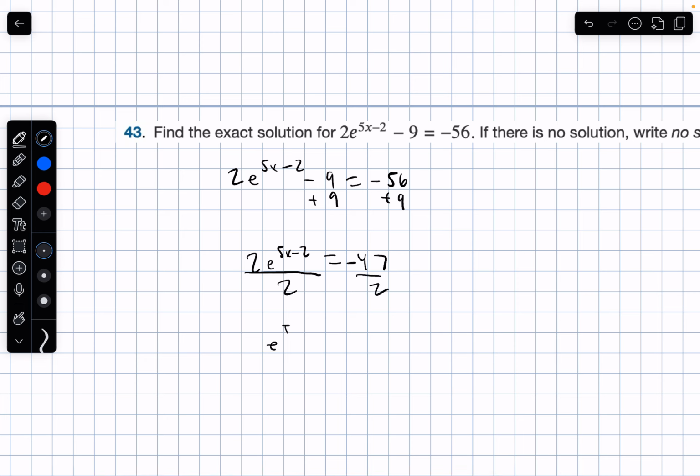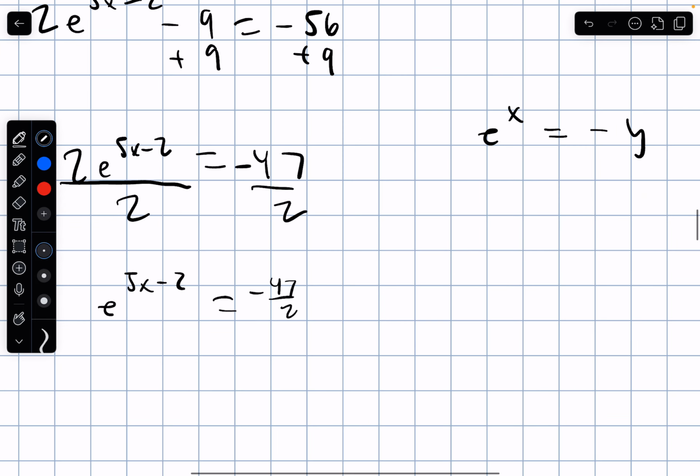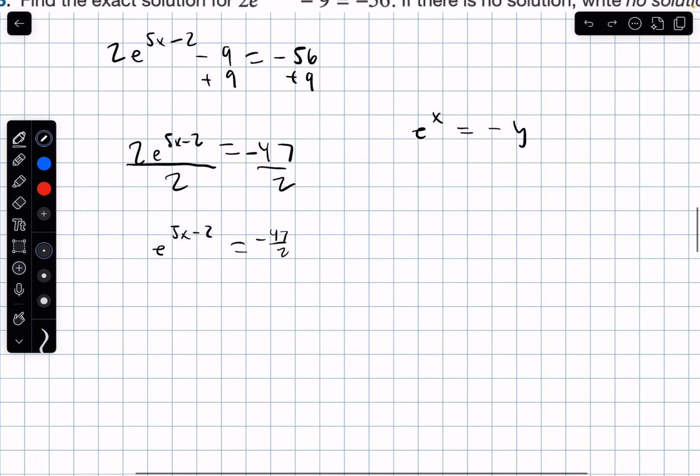One very important rule about e: e raised to anything can never equal a negative number. As we can see here, e is raised to a number and it's equaling a negative. So that's going to hint that there's going to be no solution for this problem.